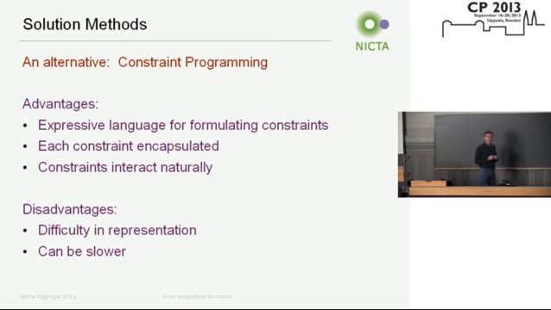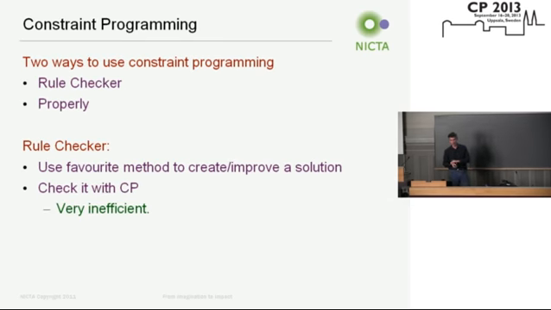The disadvantage is, I'll tell you in a moment, a difficulty in representation, and because of that, it can be a bit slower. And so a bespoke program will almost always be either faster or better for a particular problem. But if you want a system that you can quite easily tailor to the new situation, the new constraint that comes along, then constraint programming is definitely worth the thought. Okay, so two ways to use your constraint programming system once you've developed it. One is as a rule checker, and the other one is to use it properly.